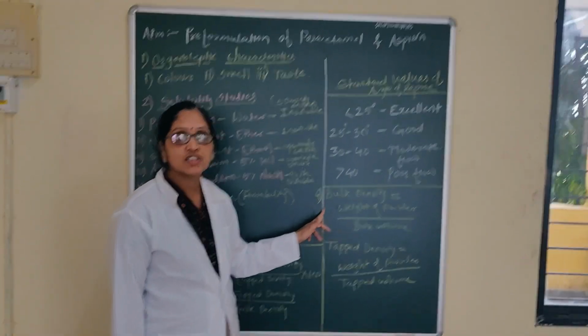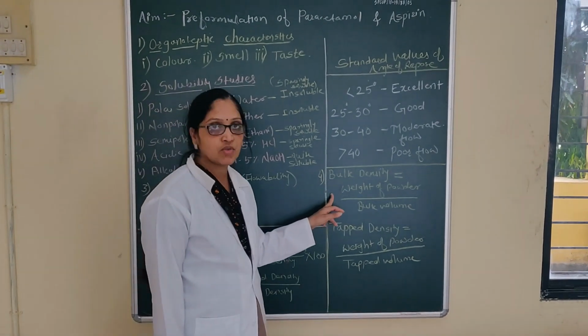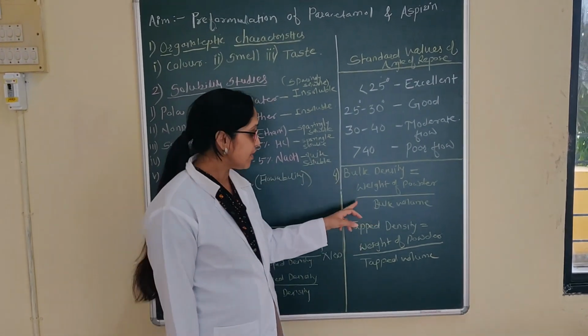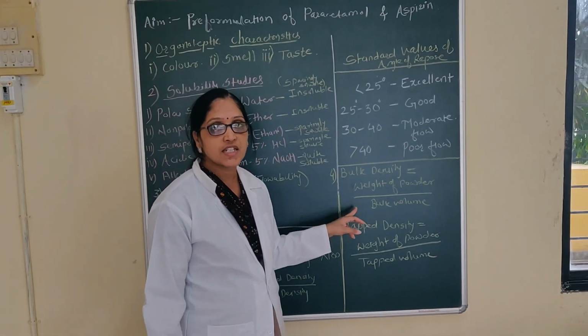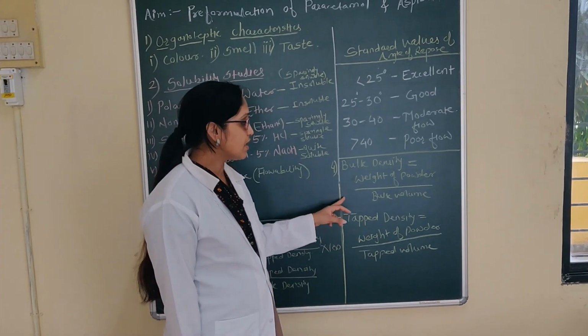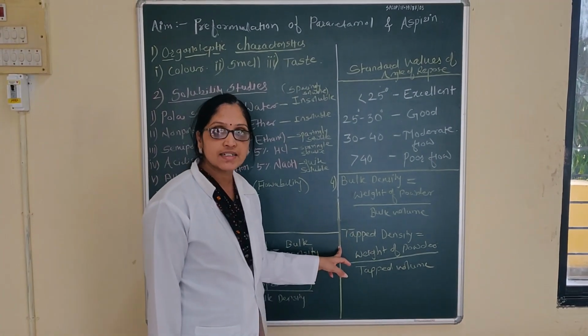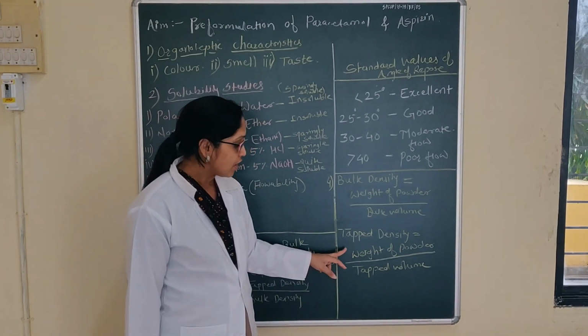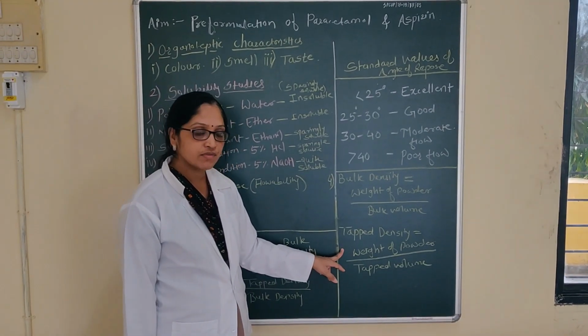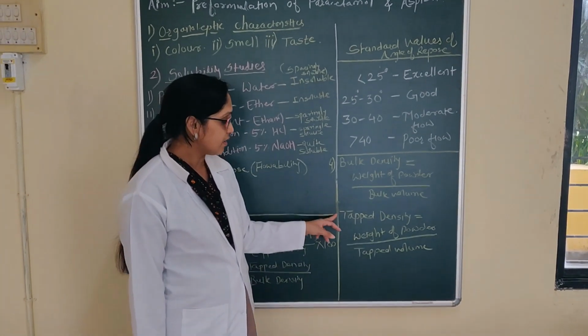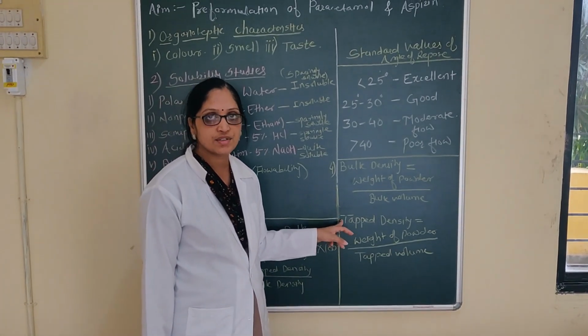The formula for bulk density uses the weight of powder. We took the weight of powder accurately, 7 gram, and checked the bulk volume, which was 40 ml, and from this formula we can calculate the bulk density. Then after tapping 100 times, we take in the formula the weight of the powder and the tapped volume, and from this we get the actual tap density of the powder.